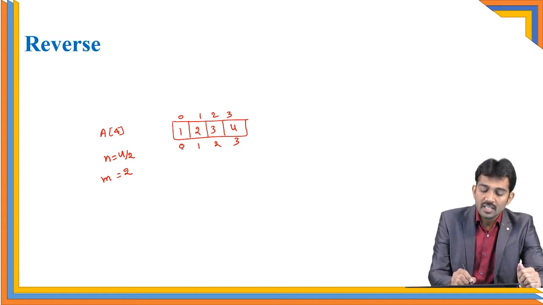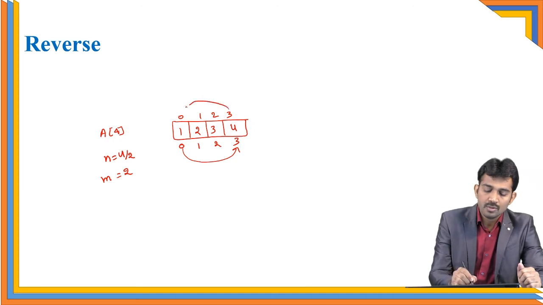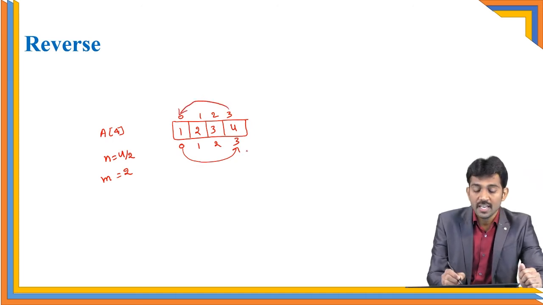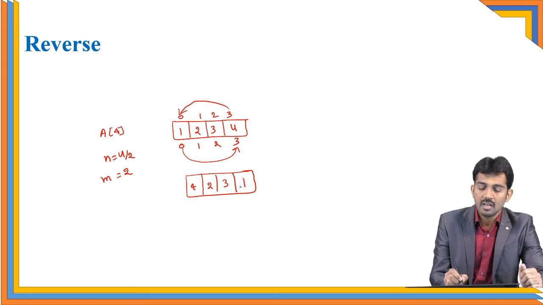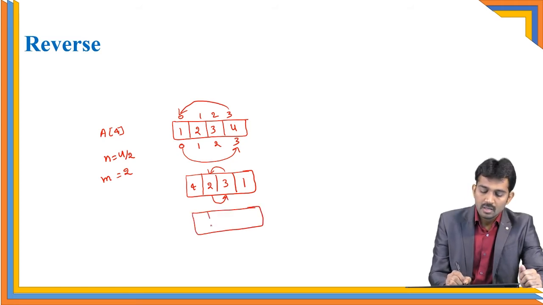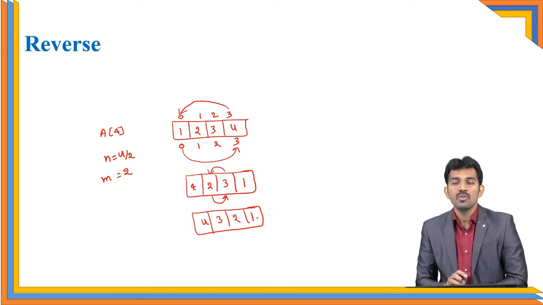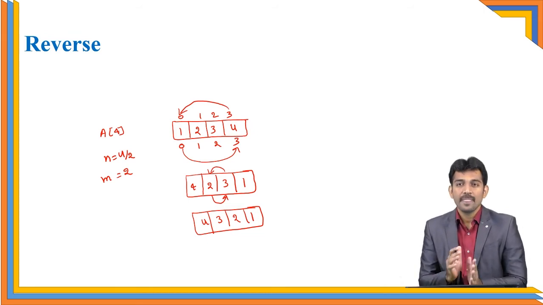Here, I'm going to swap these two values, the 0 index and the n minus 1 index. In the first iteration, I swap the first and last, and then the next two, the 2 and 3. So what I get here is 4, 3, 2, 1. Got it? This is the code for changing the data in the same array without using an extra array. Is this clear?